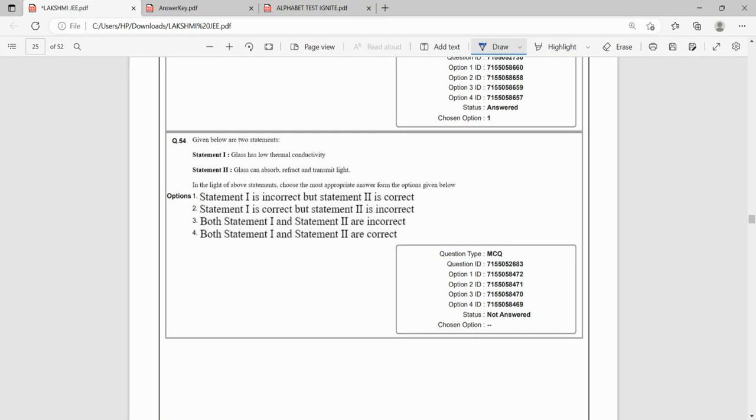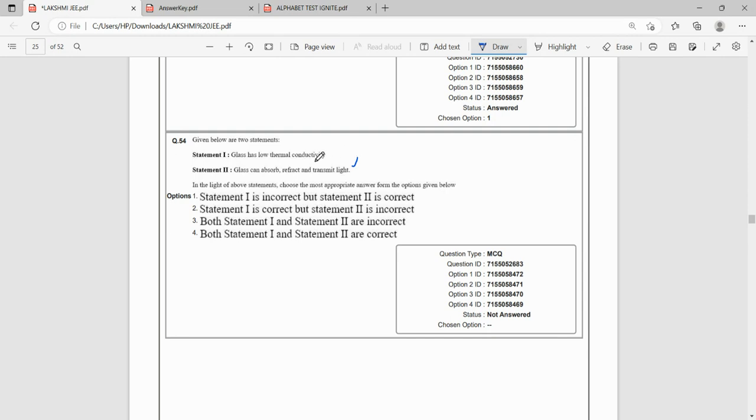Low thermal conductivity. Then glass can absorb, refract and transmit light. Is it correct or wrong? We have to think. Okay. Can glass absorb light? It can travel through glass. Due to this transfer, the intensity of light will be reduced. This absorption happens when the energy of a photon of light matches the energy due to excitation of an electron within the glass. So that is the theory behind that. Glass can absorb, refract and transmit light. That is true. Second statement is correct.